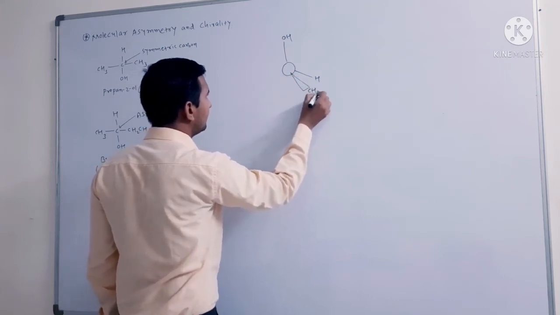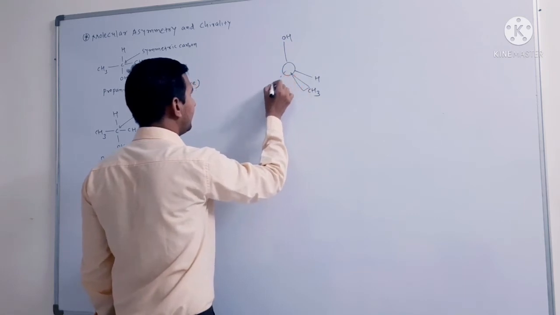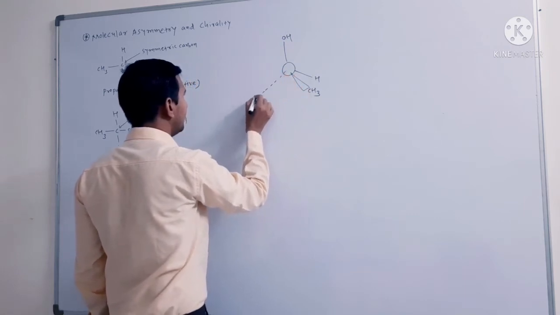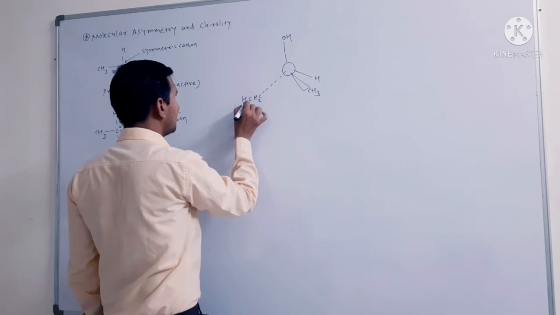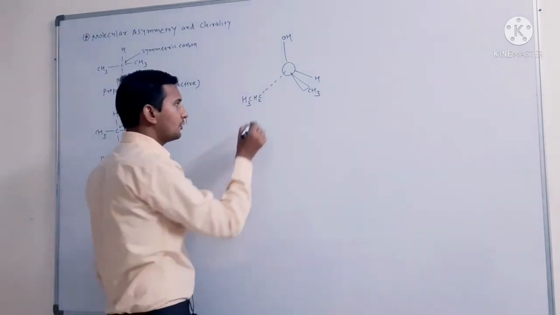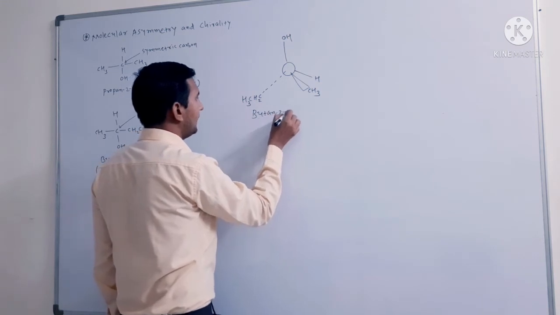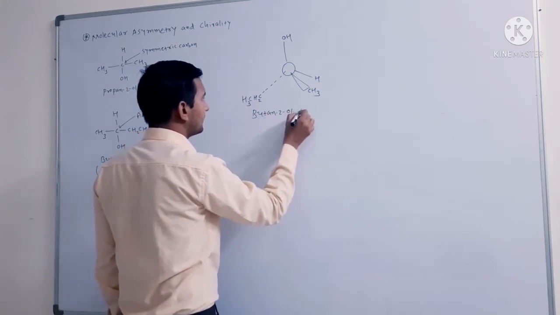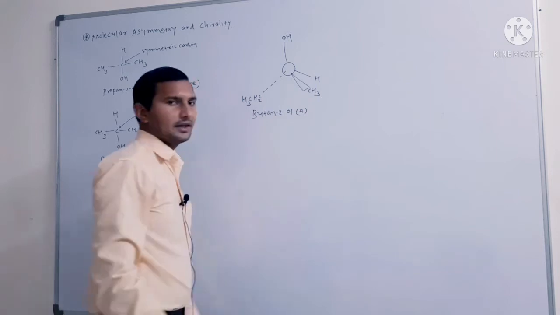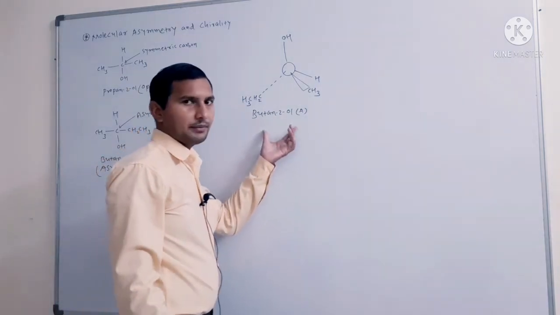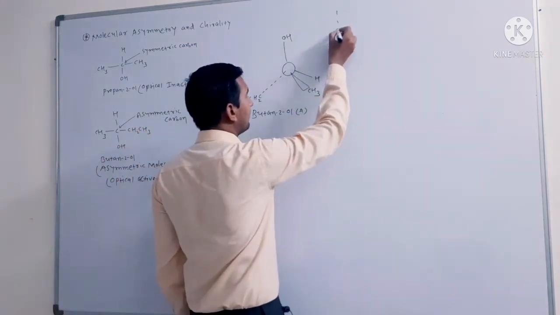This is methyl group CH3 and this one is ethyl group CH2CH3. This is called butan-2-ol. This is called structure A. If we take the mirror image of this compound, we get another type of structure.